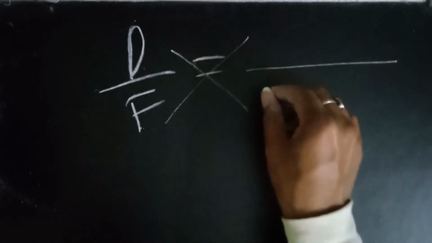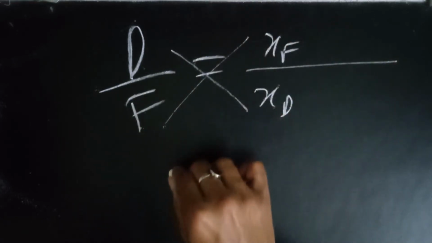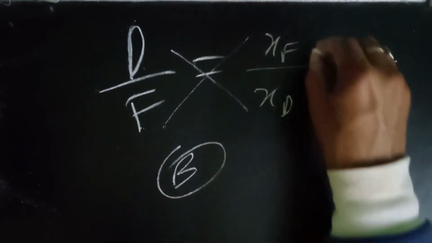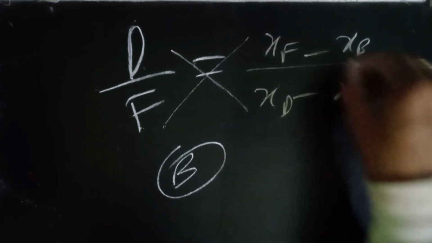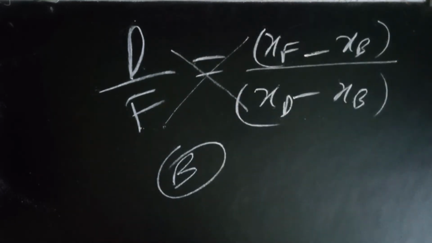Okay, which will be like D by F is nothing but first cross multiply in this way that xD will come down, xF will go up, and B is neglected, so B will become minus xB minus xB. This is how we can write it.